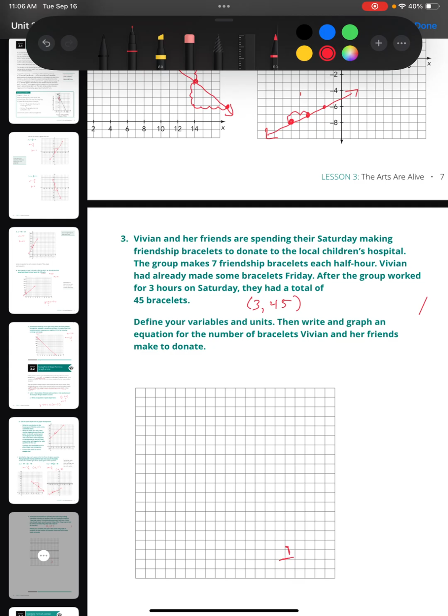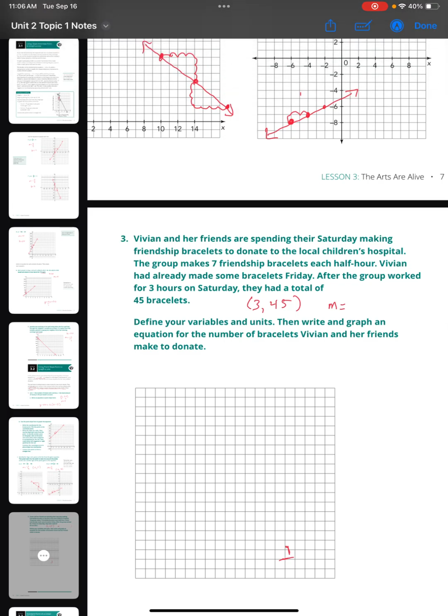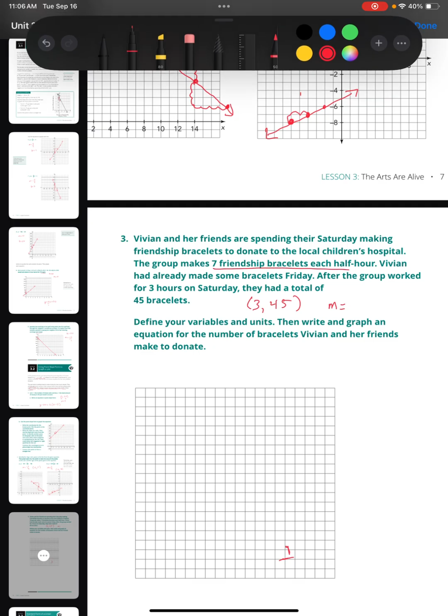Now, the trick here is our slope. We're talking about per hour based on that point. So if she makes 7 each half hour, that means in 1 hour, she would make 14. So we got to have a slope of 14. If we're going to write that point slope equation, we'd have y minus 45 equals 14, and then x minus 3.